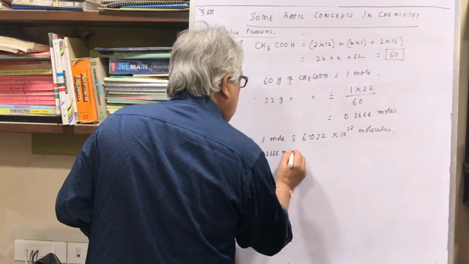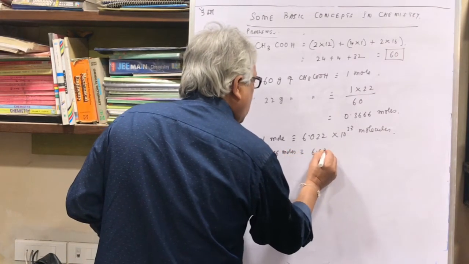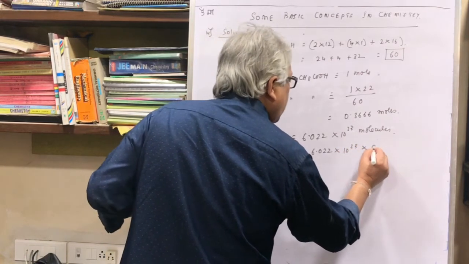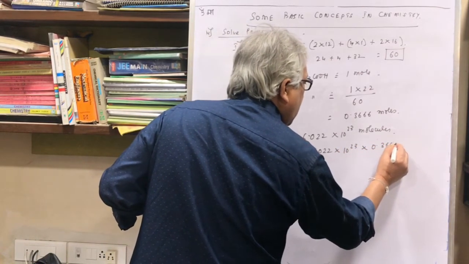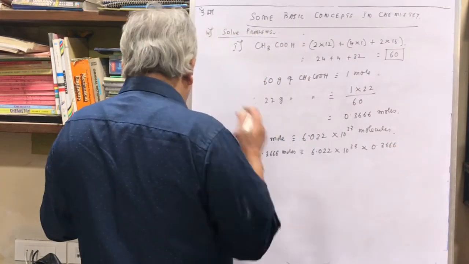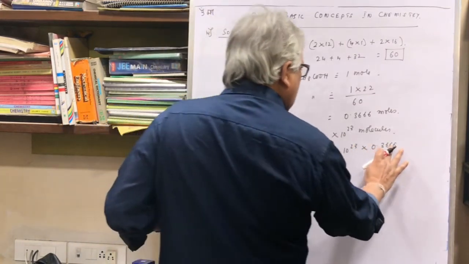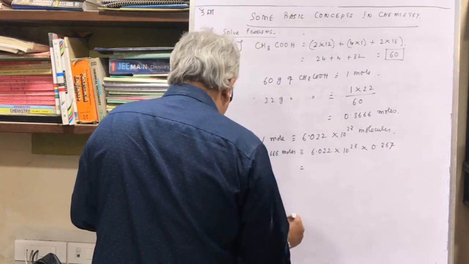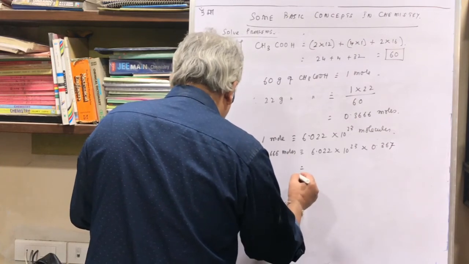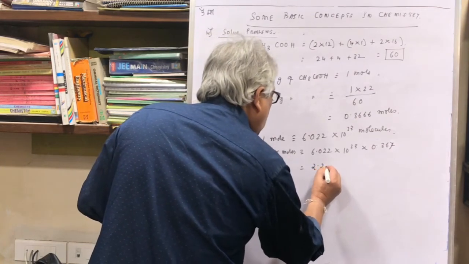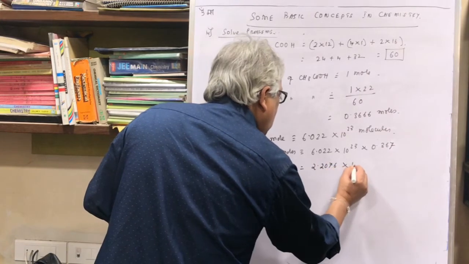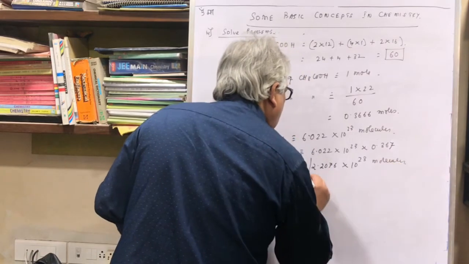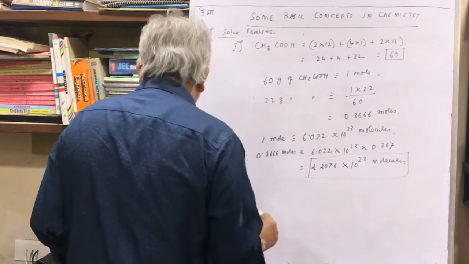So therefore 0.3666 moles will correspond to 6.022 into 10 raised to 23 into 0.3666. I can take it as 0.367. That will be okay. So this will be 2.2076 into 10 raised to 23 molecules. So this will be my answer. So that is how I do point I.